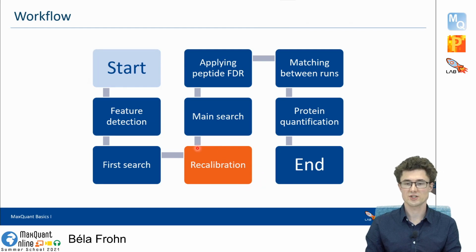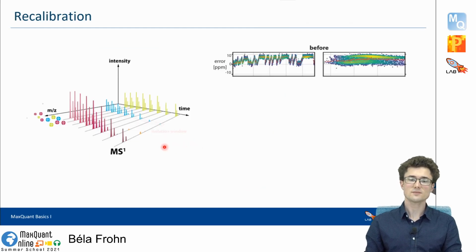So what is recalibration? Basically, this space here where we found our features is a two-dimensional plane. One axis is the mass over charge axis, and the other one is the retention time axis. And there are these spectra over retention time, which should, in theory, be a straight line, because the mass of the peptide should not change. But in practice, this is wobbling around and is more like very curvy.